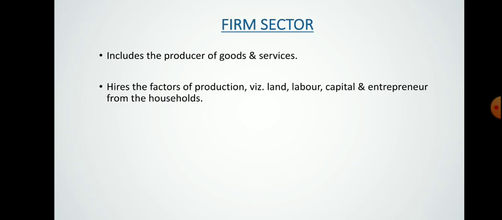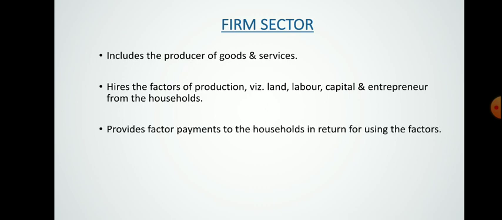So let's see the farm sector, or you can say the production sector. Here this sector includes whom? It includes the producers, those who are producing goods and services. In case of the household sector, we are including the consumers of goods and services. Here we are including the producers of goods and services. Now, as we know from the last slide, households are the suppliers of all the factors of production. They are supplying to the farm. So the farm is the hiring authority. The farm hires the factors of production, that is land, labor, capital, and organizer or entrepreneur, from the household.